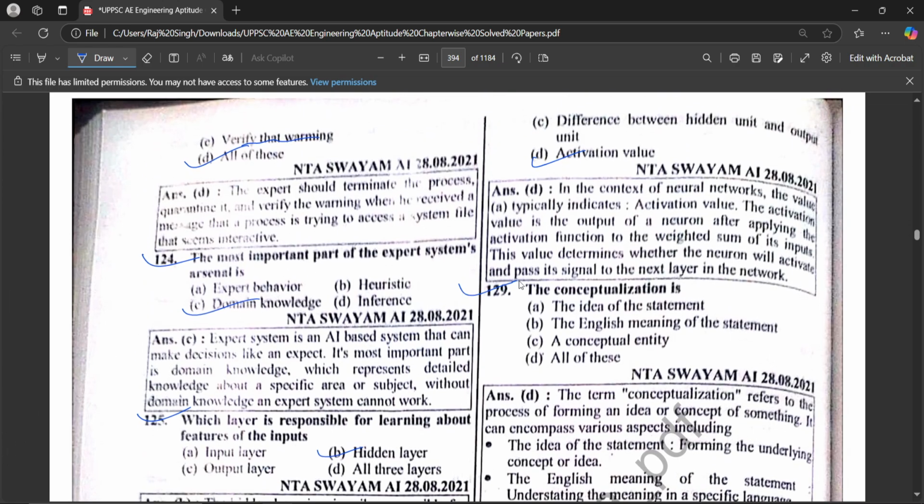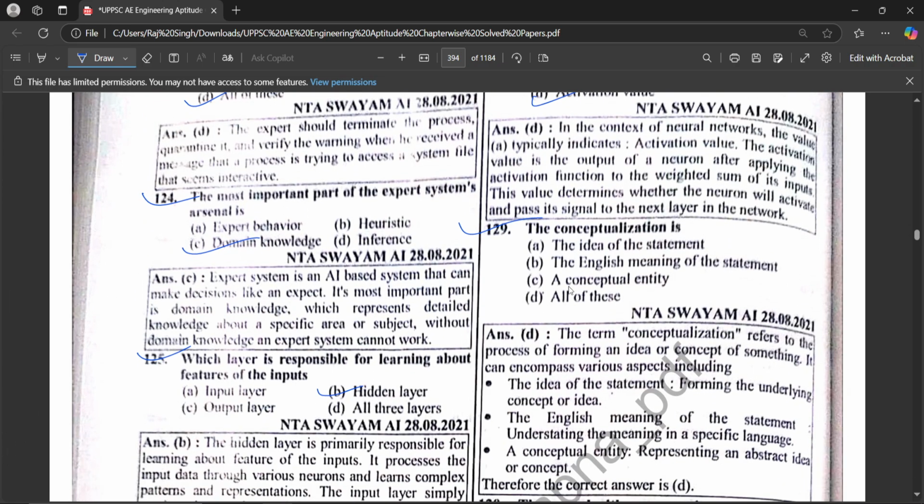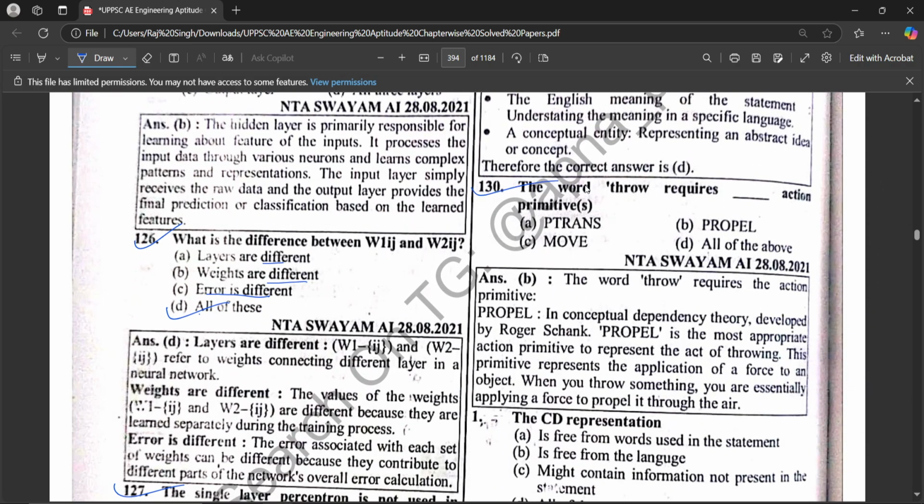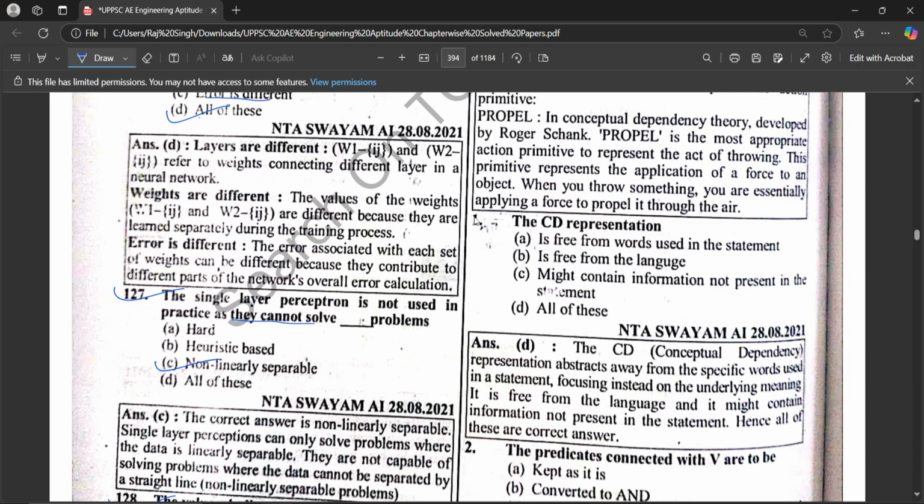activation value. The conceptualization is the idea of the statement, the English meaning of the statement, the conceptual unity, and all of these. The word throw requires the action primitive PROPEL. The CD representation is free from the words used in the statement, is free from the language, might contain information not present in the statement, all of these.